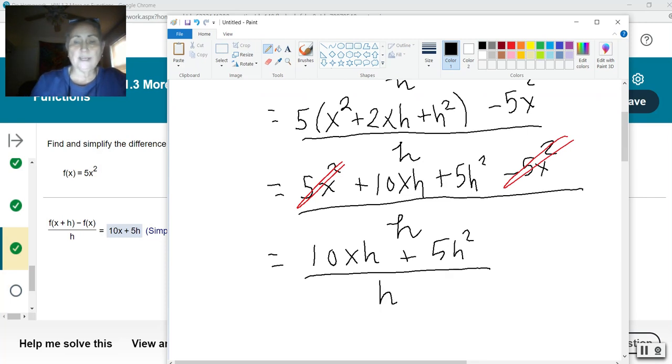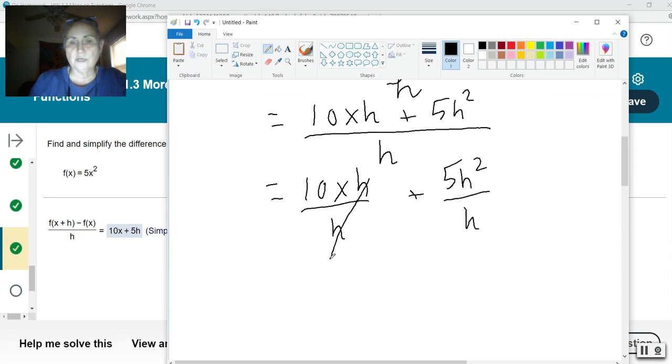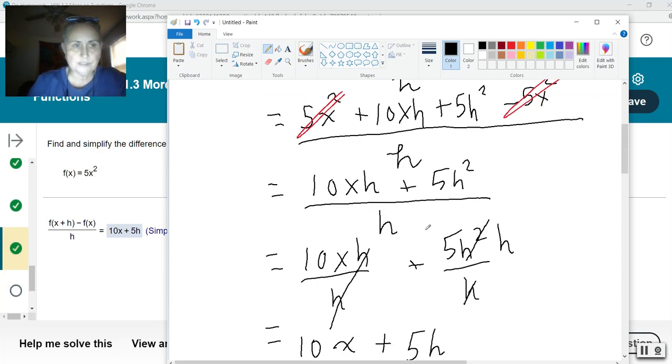Now, don't cancel out those h's right there, because you got to remember this h belongs to both sides. So 10xh over h plus 5h squared over h. And now h divided by h is 1. I can cancel it out. And look, this is h times h. So that's going to cancel and leave a single h. And we get 10x plus 5h, using sort of a more formal presentation to do that.